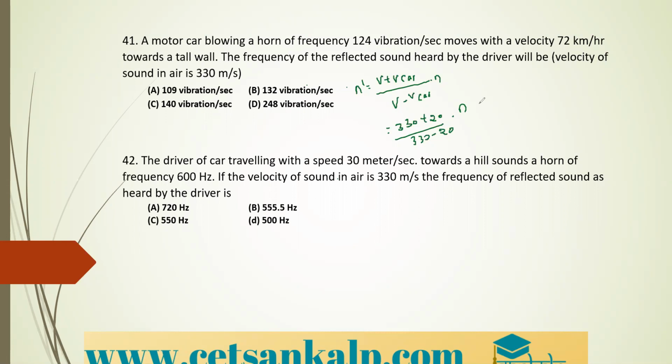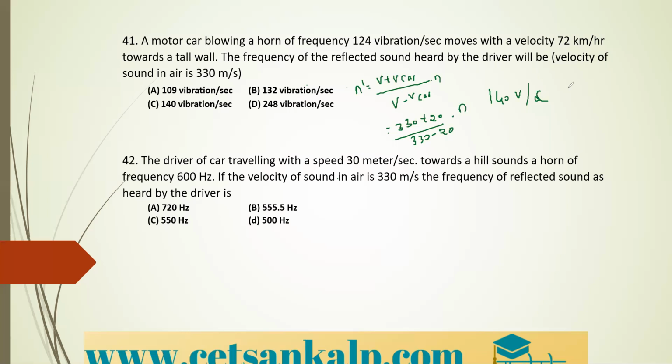So here if I simplify this, we are going to get 330 plus 20 divided by 330 minus 20. So if I simplify, I am going to get 140 vibrations per second. That is option C is the correct option. Option C is the correct option here. Okay.